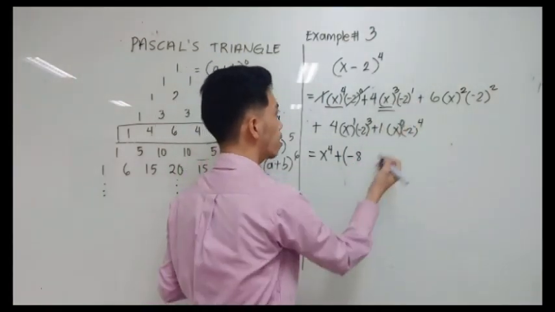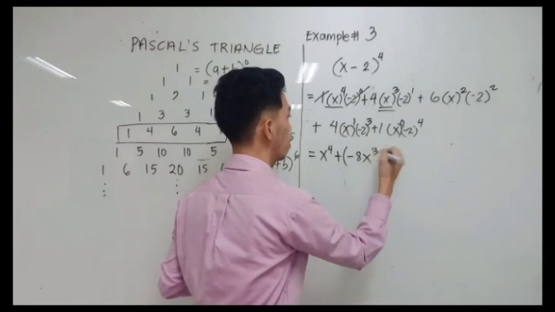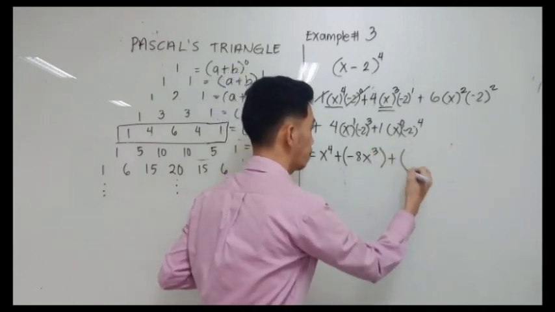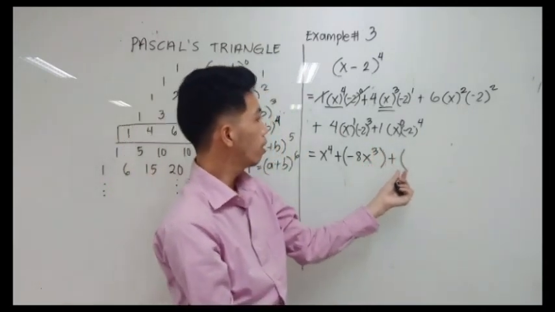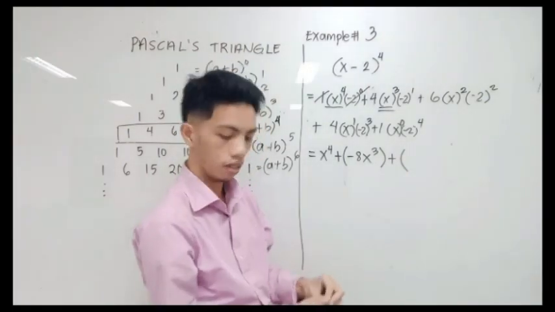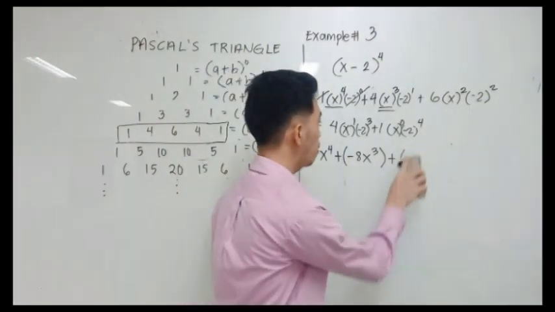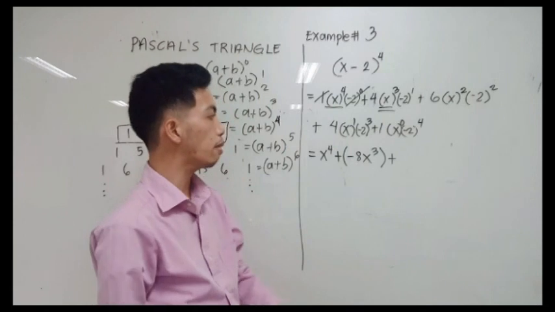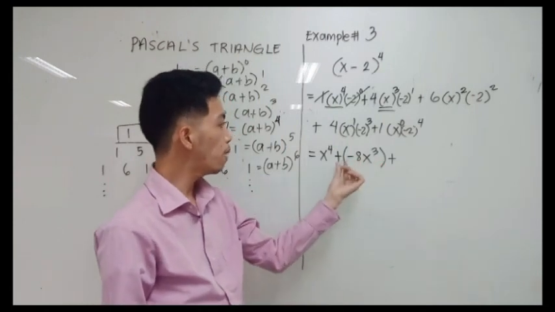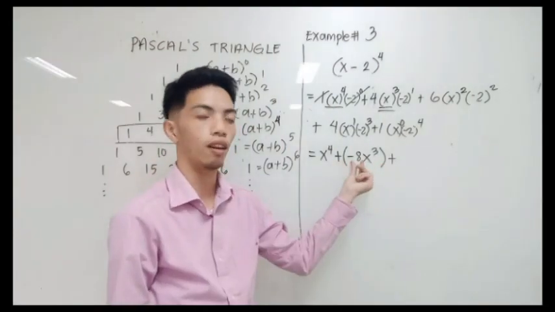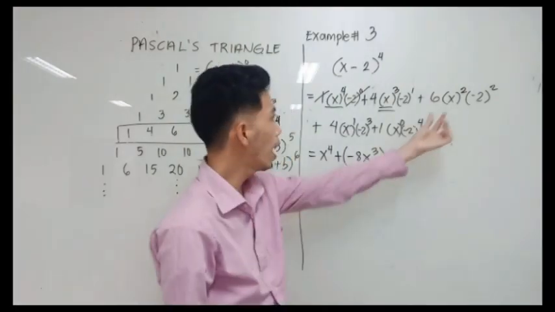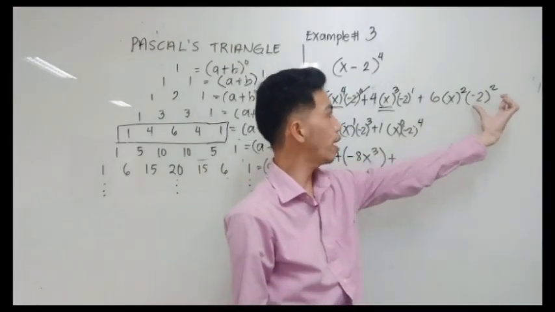Isulat si x raised to 3. Okay, plus. Wag muna tayo maglagay ng parenthesis. Malalaman lang natin magpa-parenthesis tayo kapag plus siya pero negative ang sagot. Okay? Next, you have -2 raised to 2.